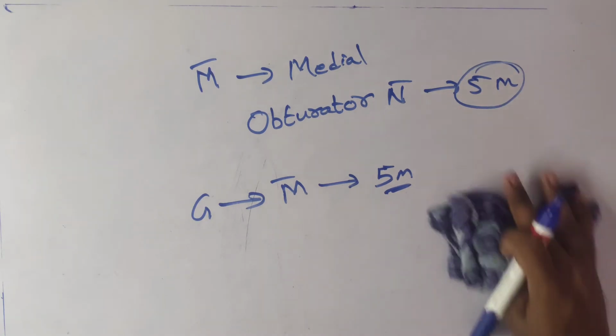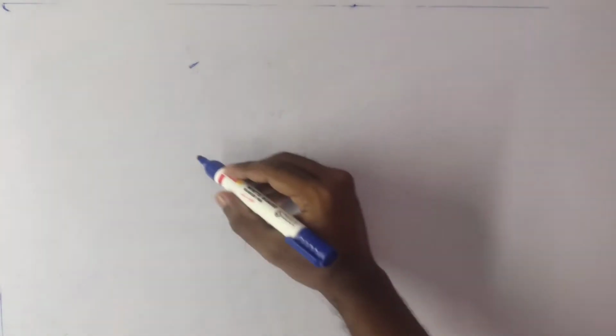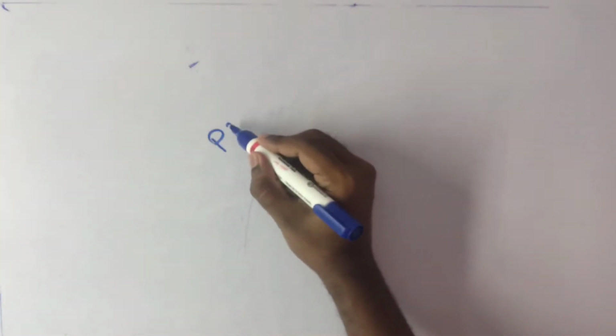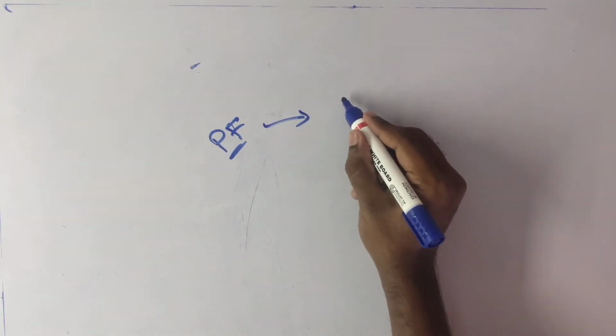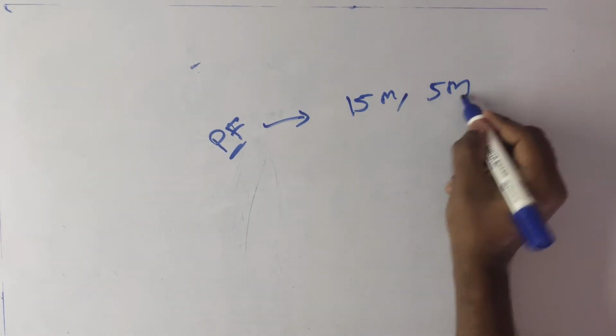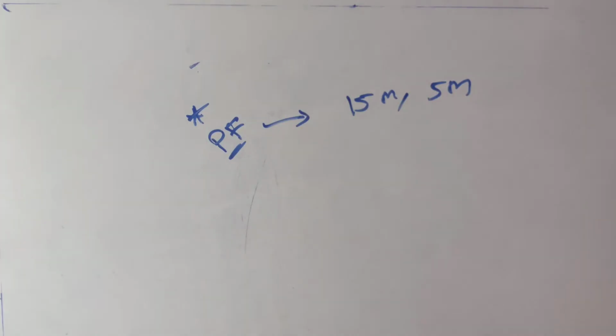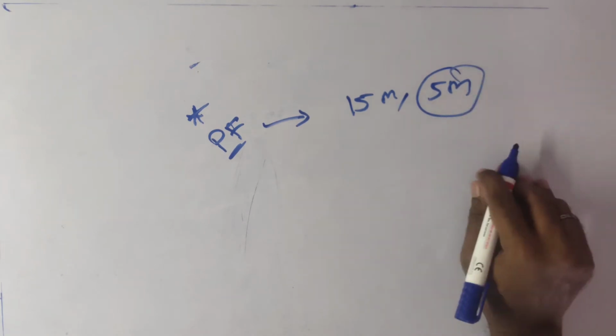Next, coming to the popliteal fossa, the 6th chapter. The entire popliteal fossa is very important for essay answers as well as 5 marks. It is the most frequently asked question, mostly for 5 marks.